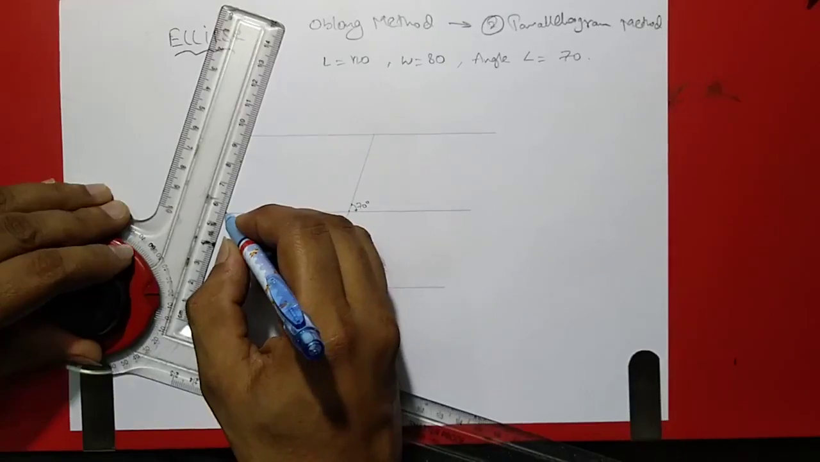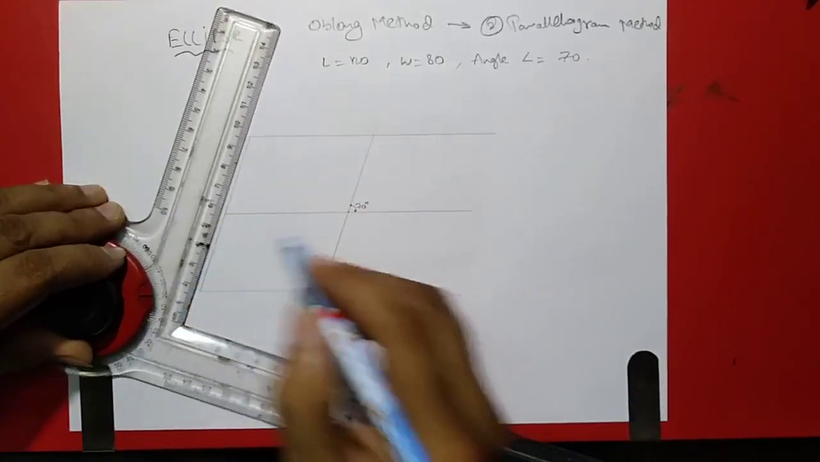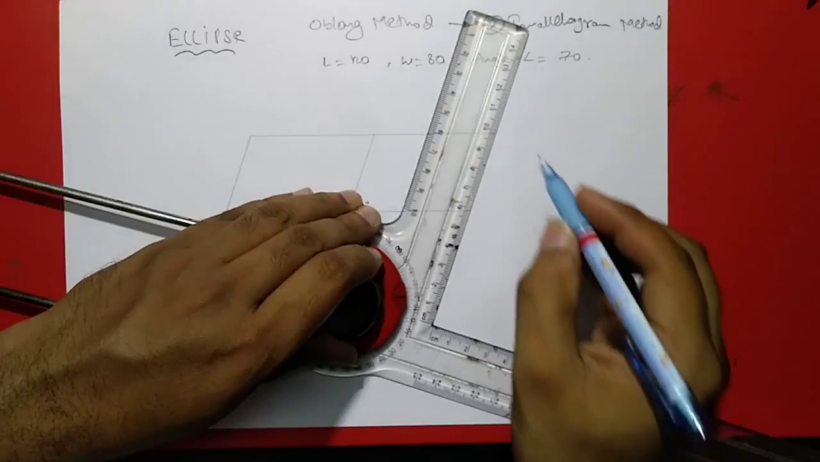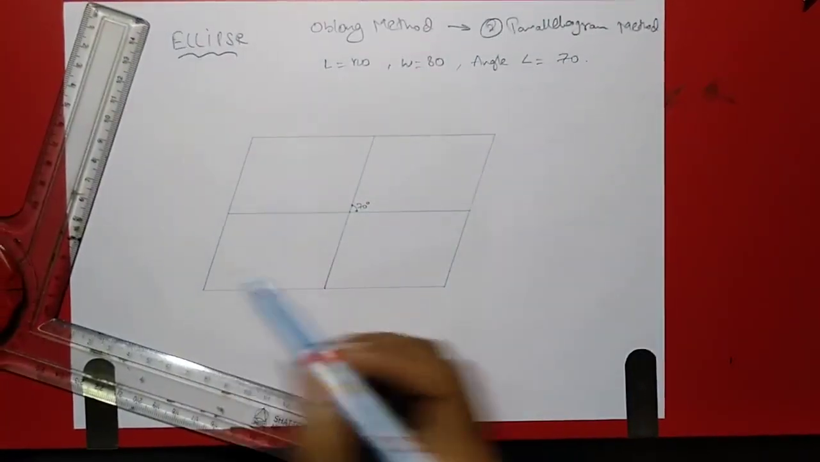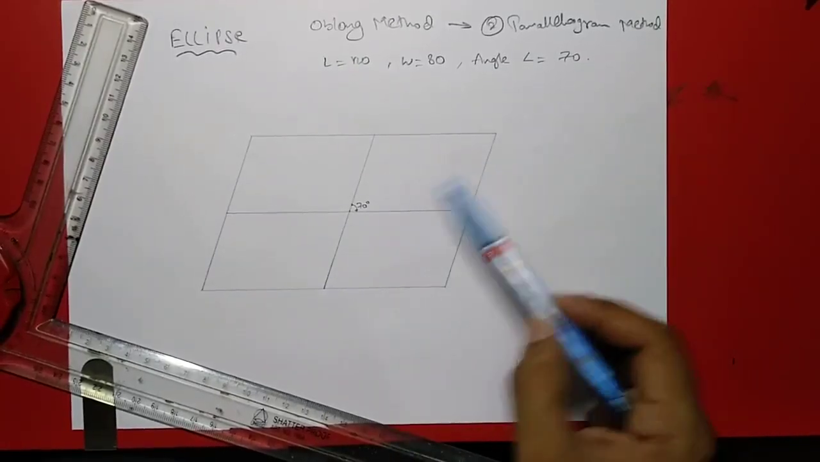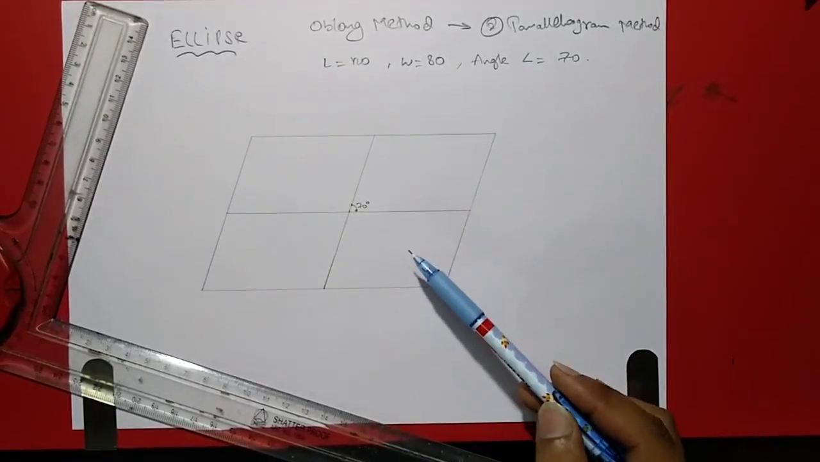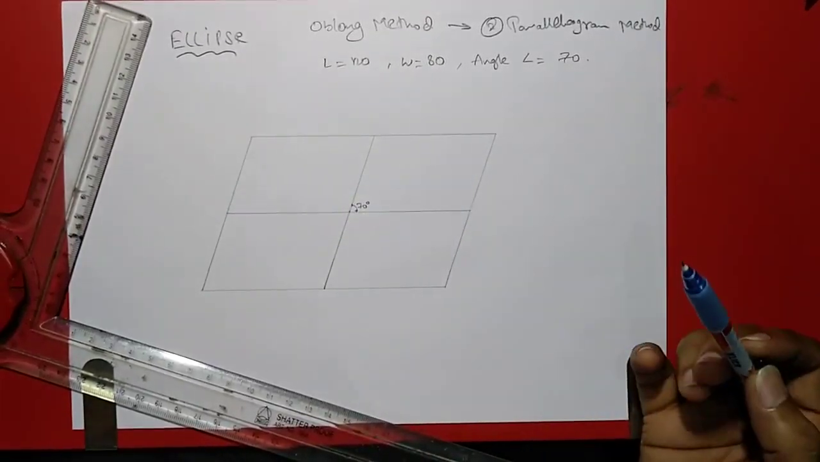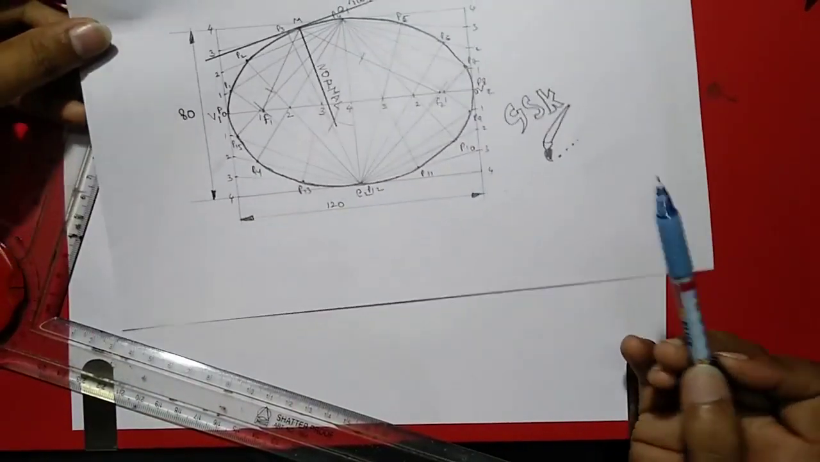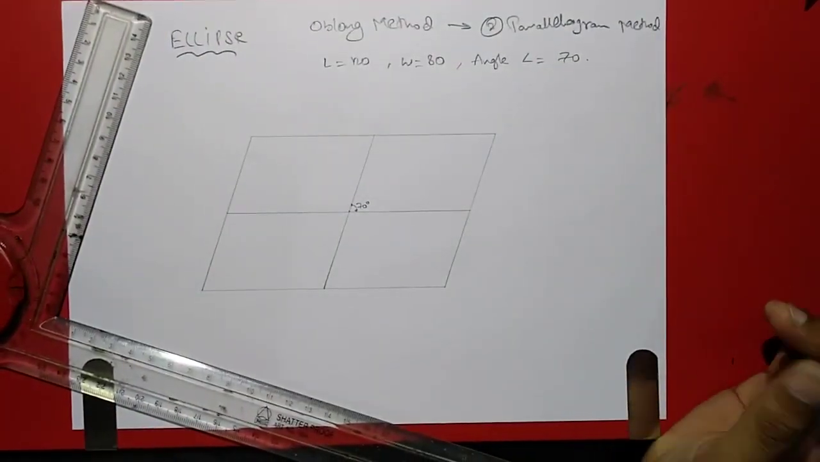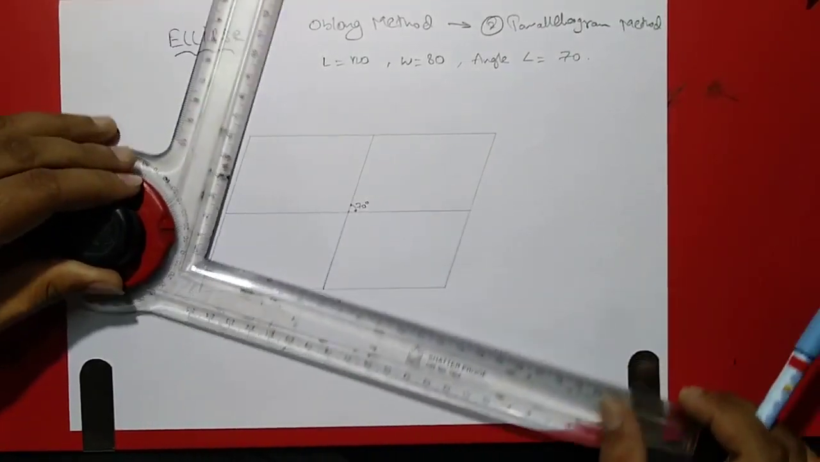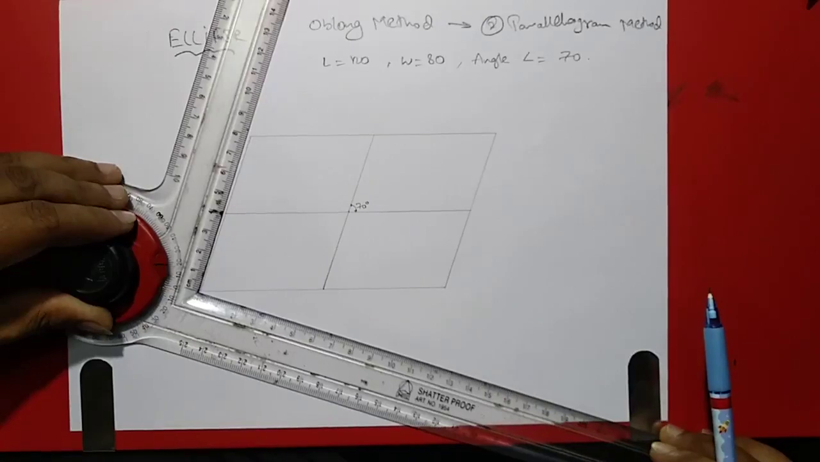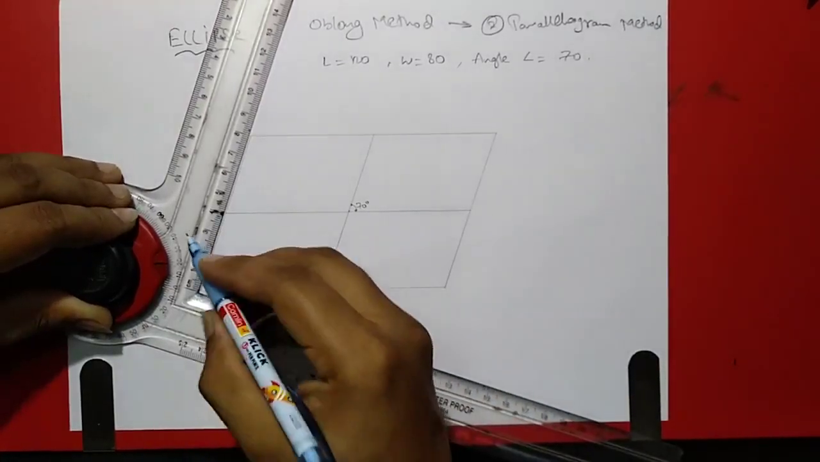In the parallelogram method, we can follow the same steps we followed in the rectangular method, but here the difference is this diagonal is not equal to this. In the previous rectangular method, this diagonal and this diagonal would be equal and we'd get exactly the shape of the ellipse like this. Here also we have to divide this into an equal number of parts. I'll divide this into 4 equal parts, bottom and 4 equal parts above.